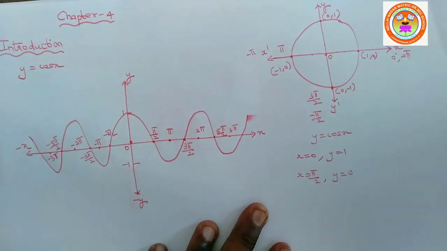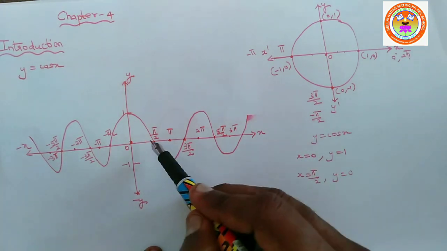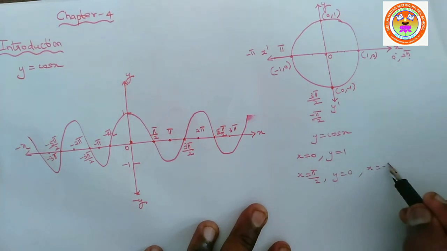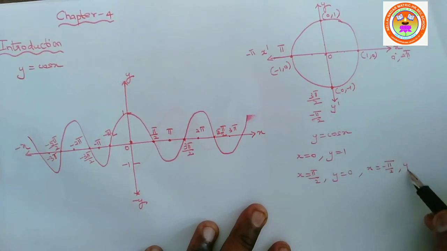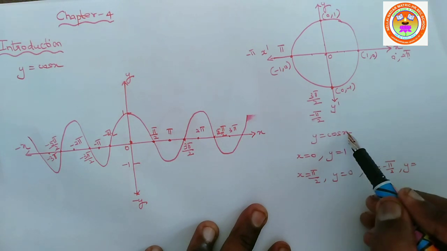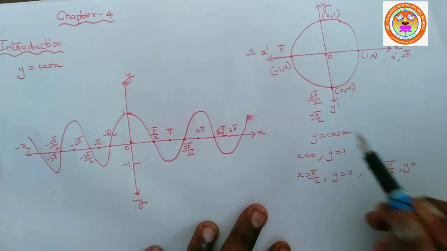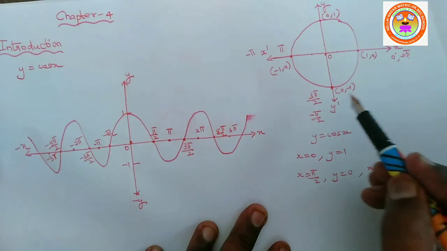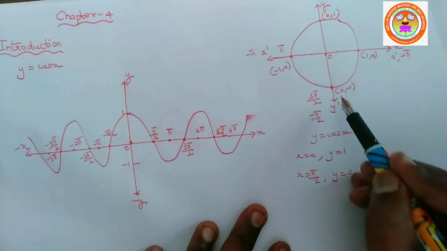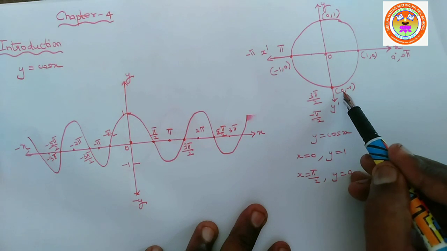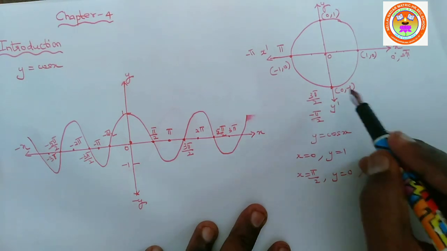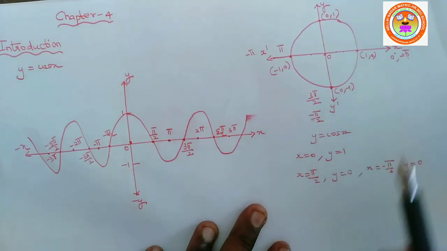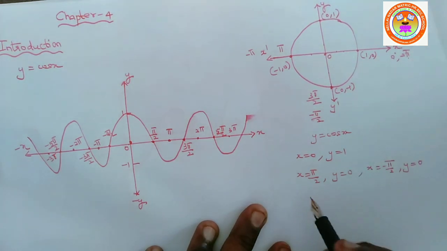Since I apply pi by 2, I can apply minus pi by 2 also. Apply x is equal to minus pi by 2. So what will be y? Cos of minus pi by 2. Once the minus pi by 2 comes, it moves in clockwise direction. Minus pi by 2 is present here. Therefore, this is the answer: cos of minus pi by 2 is 0, because first one is cos, second one is sin. Sin of minus pi by 2 is minus 1. So leave it as it is.